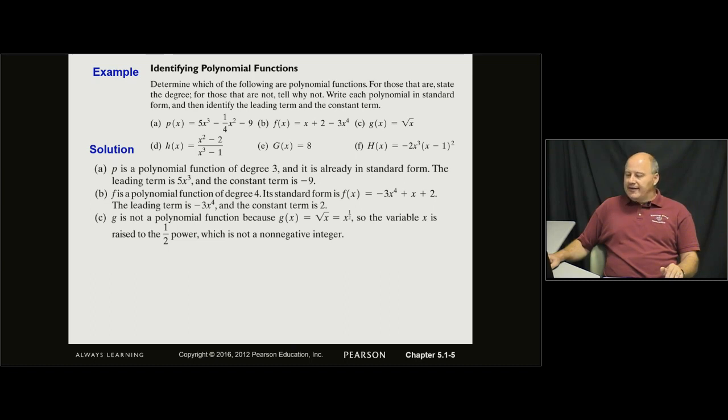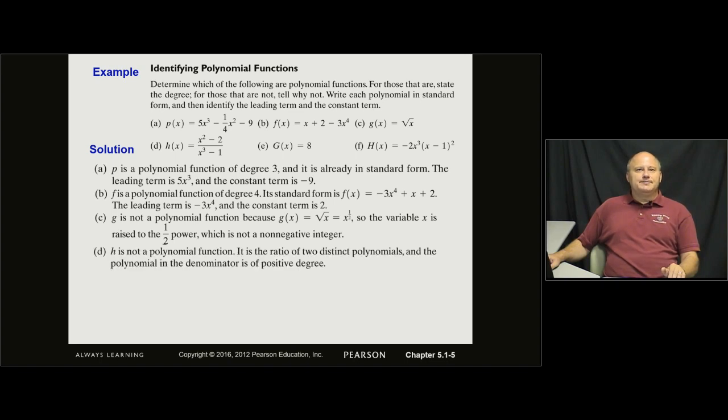g of x is the square root of x. And this is not a polynomial because the square root of x is x to the 1/2. The variable x is raised to the 1/2 power, which is not a non-negative integer. By the definition of a polynomial on the previous slide, the exponents have to be non-negative integers. And 1/2 is definitely not an integer. It is non-negative, but it's not an integer. So if you're dealing with a square root of x anywhere in a function, it could be a function, but it's not a polynomial function.